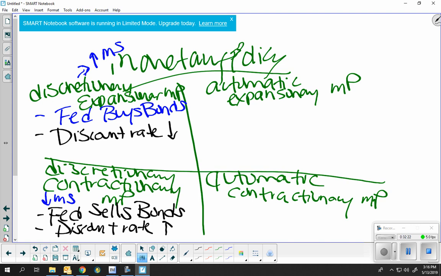So instead of "the Fed buys bonds," I can say "the central bank buys bonds." Yes. But I can't say "interest rate"? No, you'd say the discount rate, not just interest rate charged. Okay, fine. I'll fix this up.